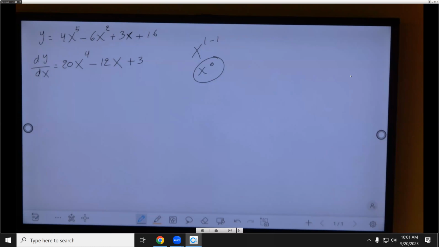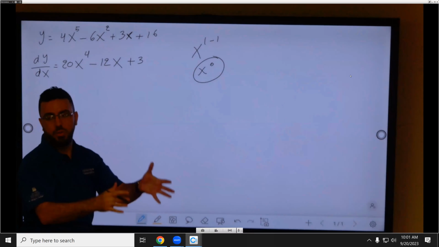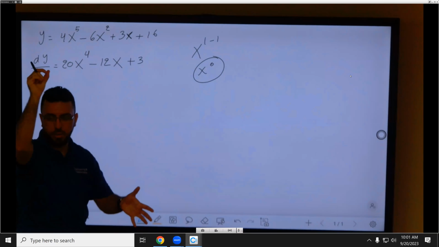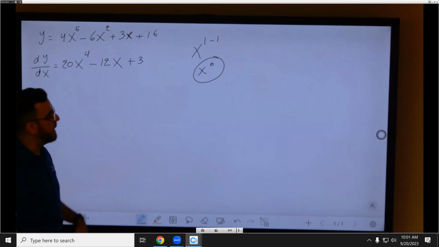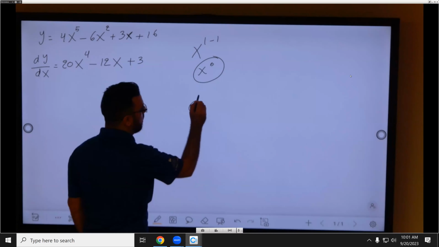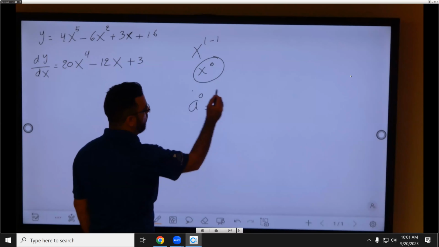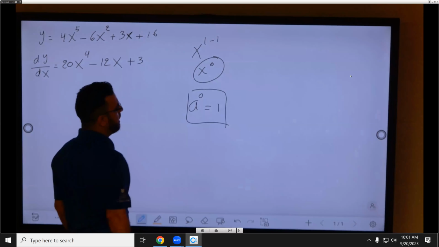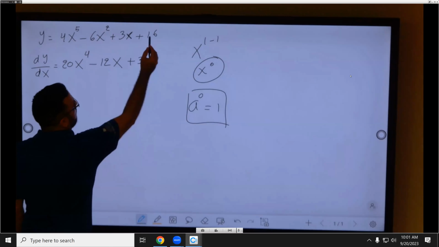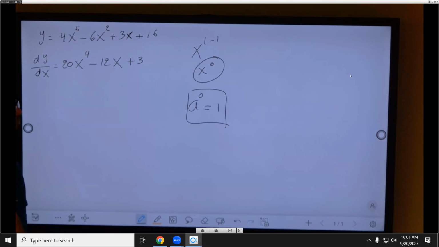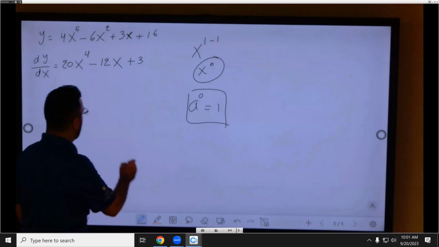One. Any variable, any number with exponent 0 is going to be 1. This is one of the exponent rules. Any number with exponent 0 is going to be 1. Okay? That's why it's going to be 1. So 3 times 1 is going to be 3. And 16 is a constant, so the derivative is going to be 0. Let's do another one here.